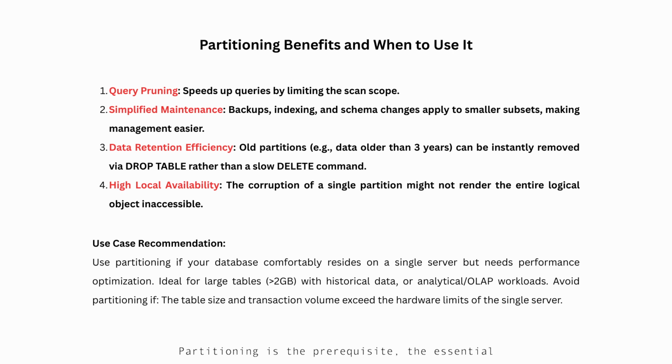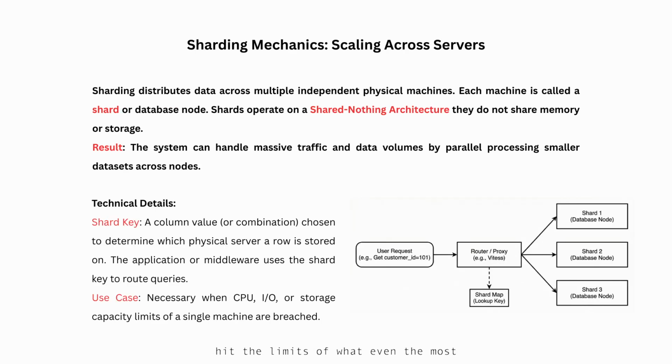Partitioning is the prerequisite, the essential database administration and optimization strategy that should be implemented first. It pushes the boundary of a single server, often delaying the complex and costly jump to sharding. Once you have hit the limits of what even the most optimized single server can handle, perhaps hundreds of millions of users or high volume write traffic, you must scale out. This is where sharding comes in.